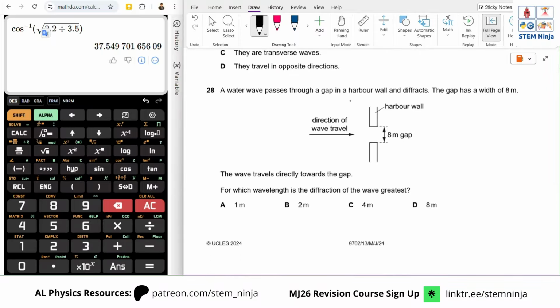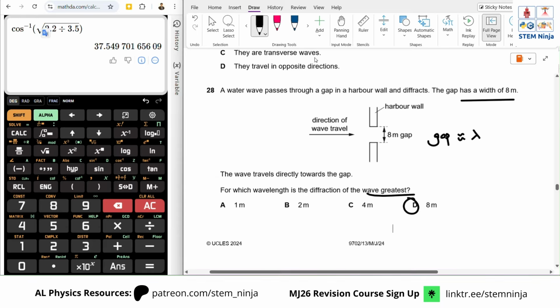A water wave passes through a gap in a harbor wall and diffracts. The gap has a width of 8 meters. The wave travels directly towards the gap. For which wavelength is the diffraction of the wave greatest? So remember, when the gap or the aperture is approximately close to the wavelength, that's when the diffraction would be greatest. So 28 would be D.